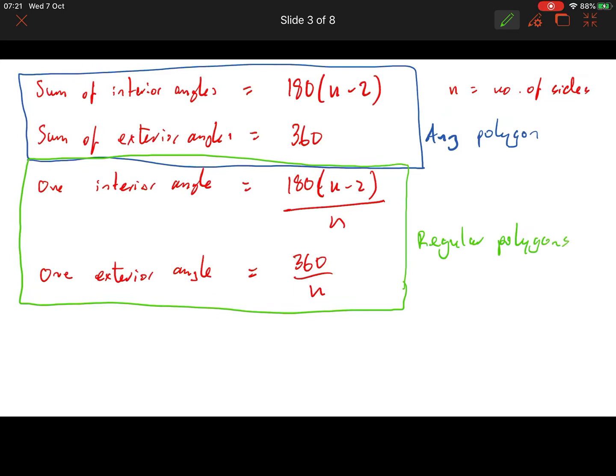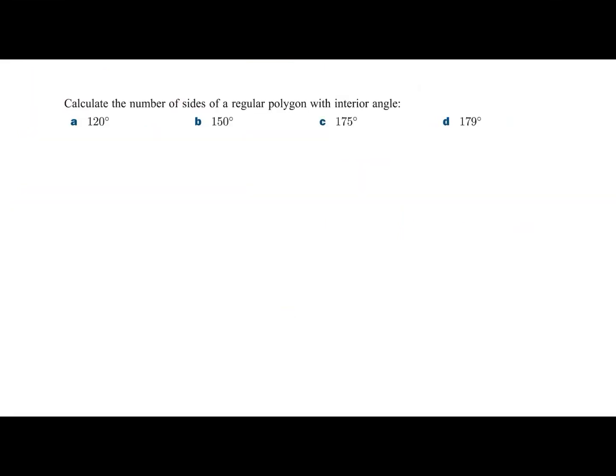Regular polygons. Okay? And don't forget the very, very important formula that says that an interior angle plus its partner exterior angle is equal to 180 degrees, because they always make a straight line. Okay? So hopefully that makes sense. Hopefully, it's just revision. It's stuff we've done before. Okay? So we've got the formulas there. All we need to do is use them. So here we've got a question. Calculate the number of sides of a regular polygon with these interior angles.